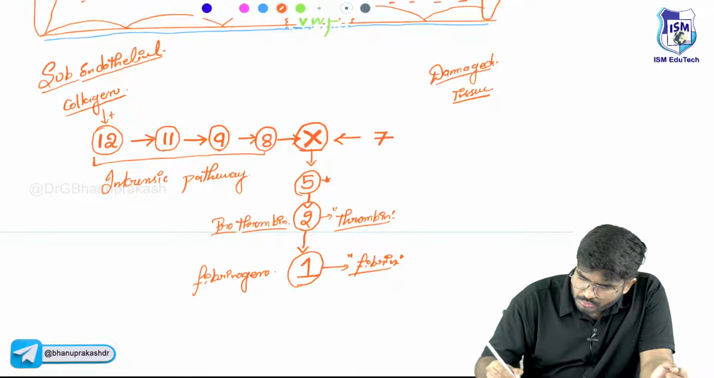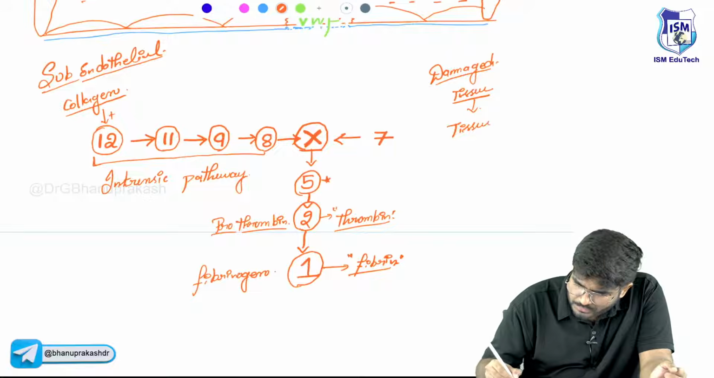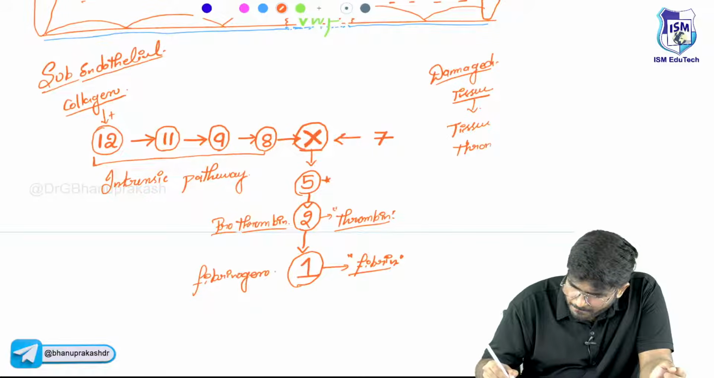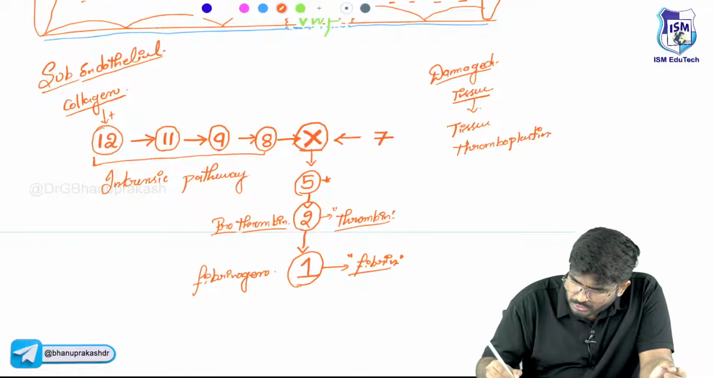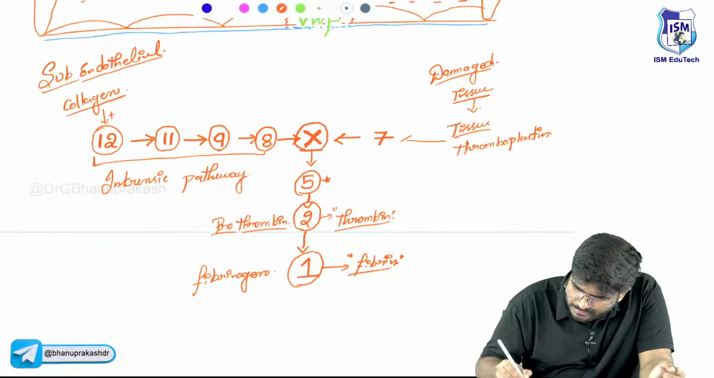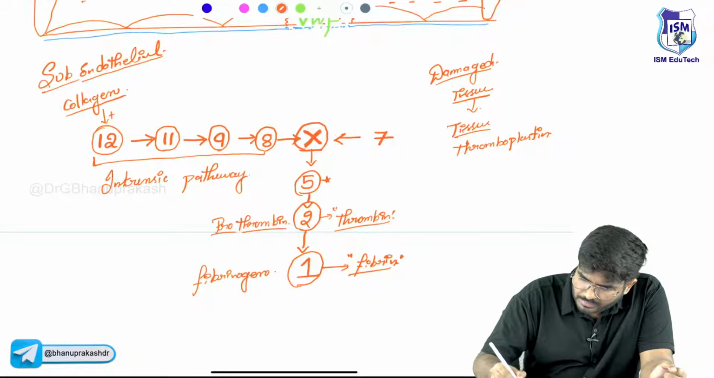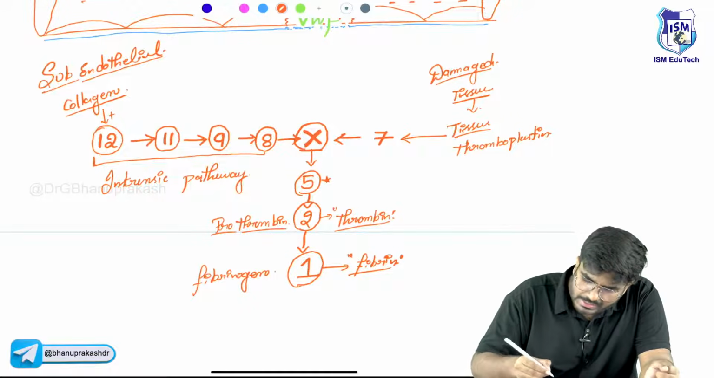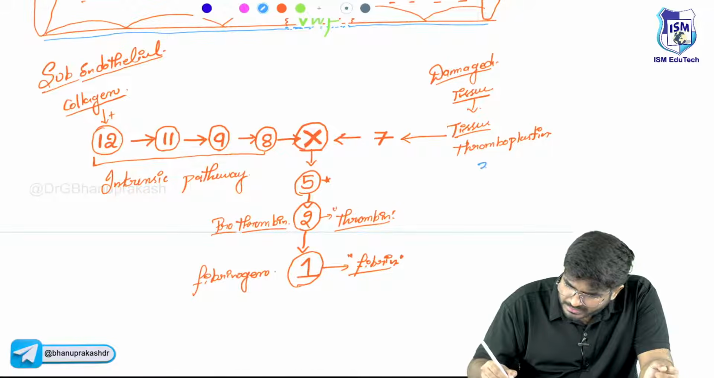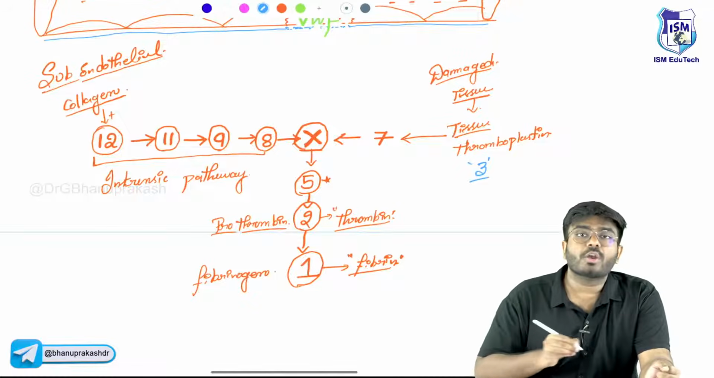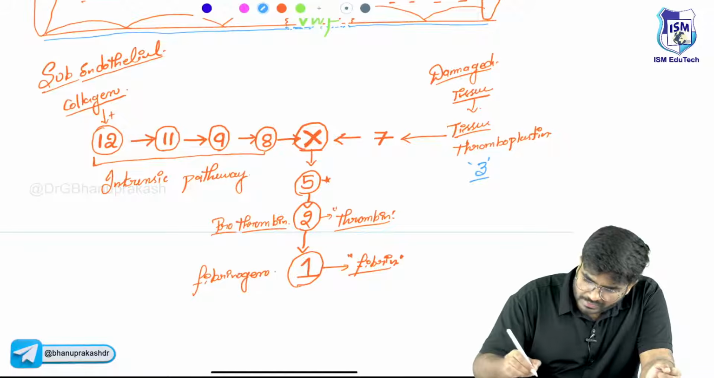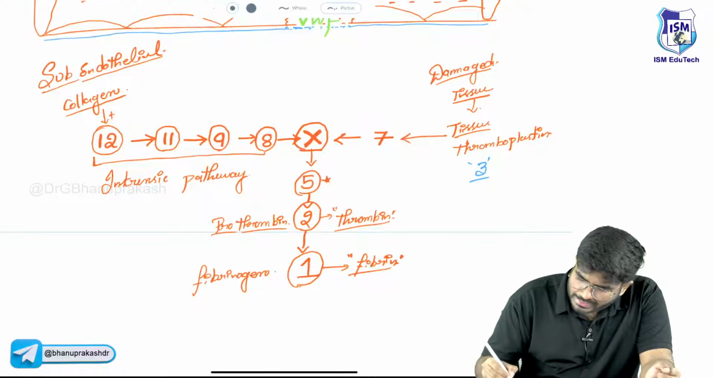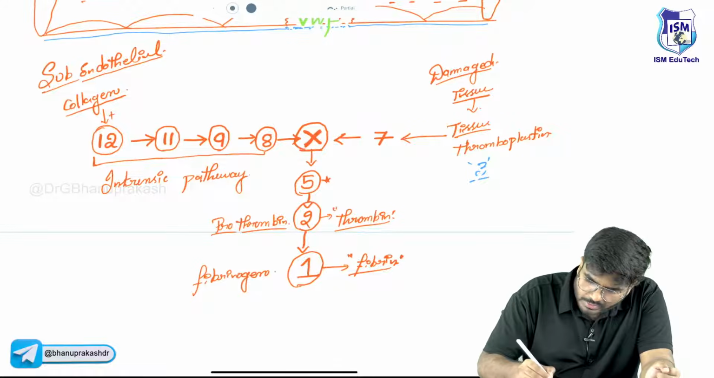So this damaged tissue is going to release something called tissue thromboplastin. This tissue thromboplastin is going to activate factor number 7. It's coming from the tissue. This tissue thromboplastin is nothing but clotting factor number 3. So clotting factor number 3 is going to activate factor number 7.